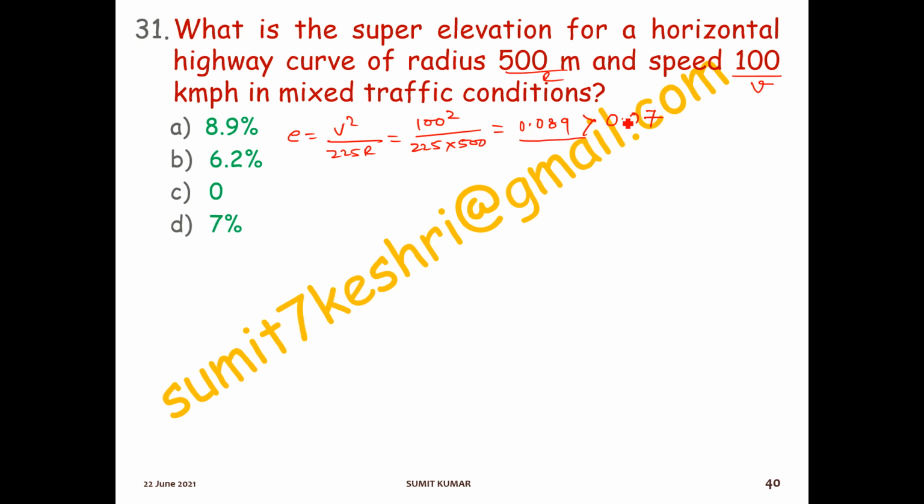So what does IRC suggest? IRC suggests the maximum value of e is 7% only. Here it is coming 8.9%, which is greater than 7%. So as per IRC, go with the recommendation of IRC, which tells the maximum rate of super elevation cannot go beyond 7%. So take the value of 7% only. 8.9% will not be selected because it is greater than 7%, and we know the maximum rate of super elevation as per IRC is 7% only. So option number D will be your correct option.